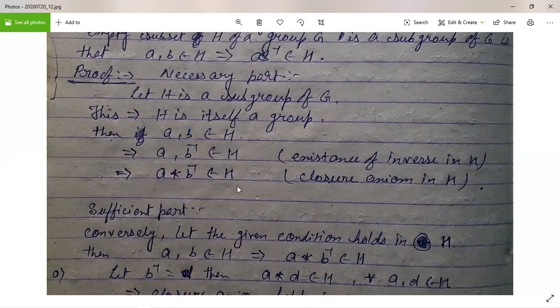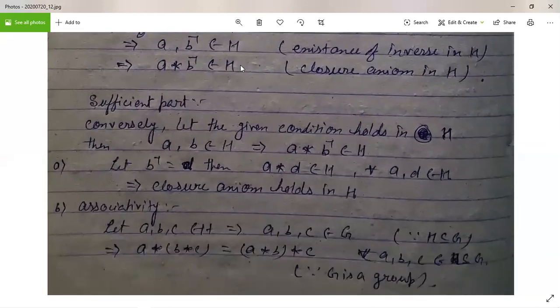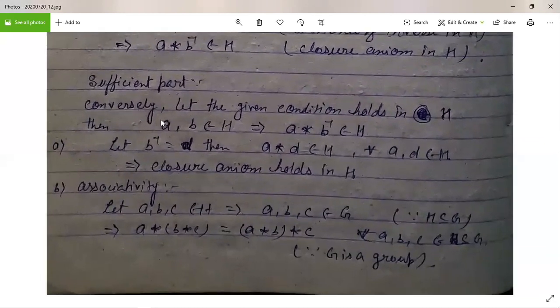Now, next I will move to the sufficient part of this theorem. The sufficient part says that conversely, let the given condition hold in H. That means A, comma B belongs to H implies that A star B inverse belongs to H. Now, for the closure axiom, let B inverse equal D. Then A star D belongs to H for all A, D belonging to H. This implies that the closure axiom holds in H.